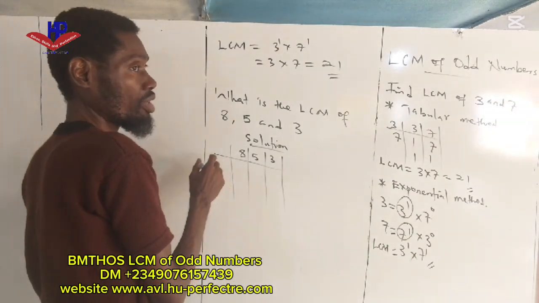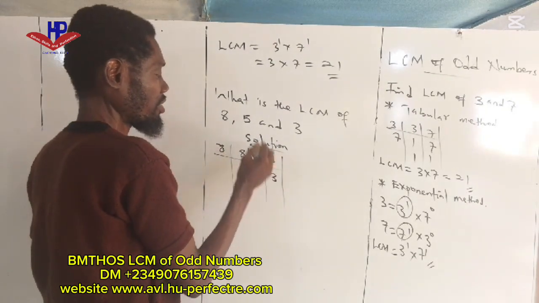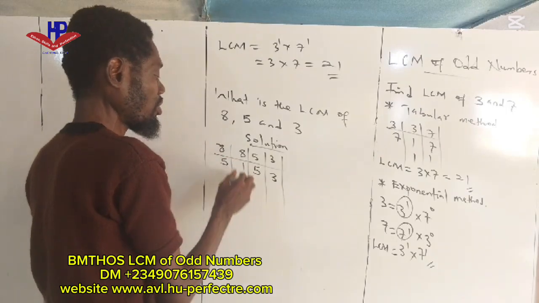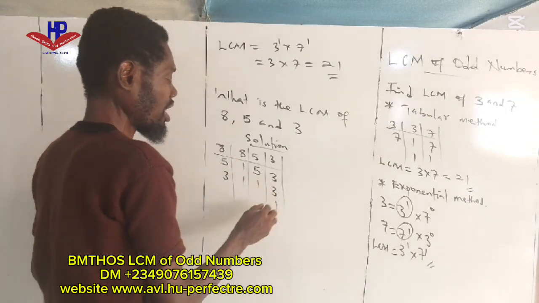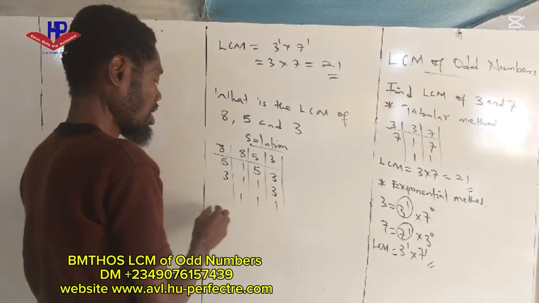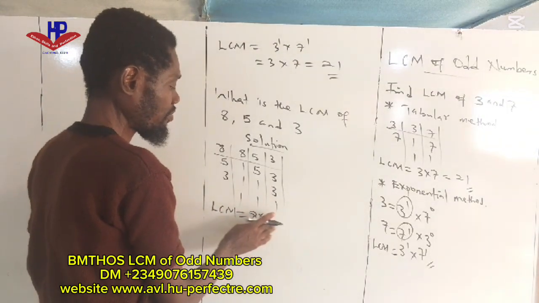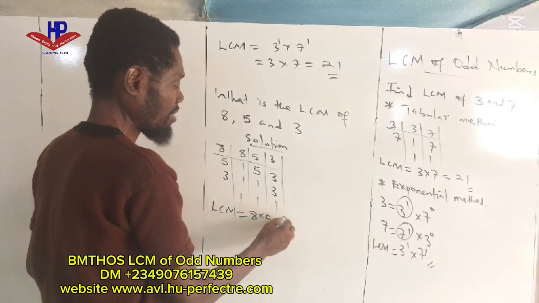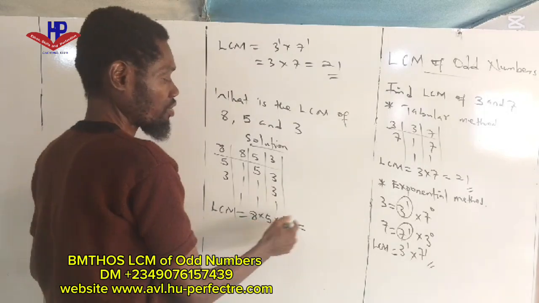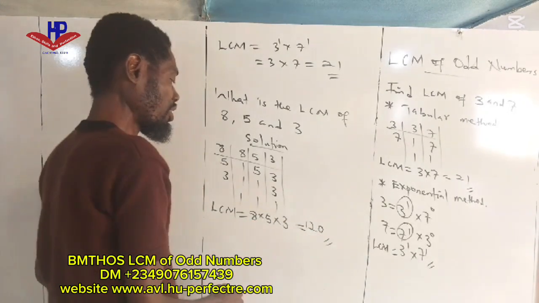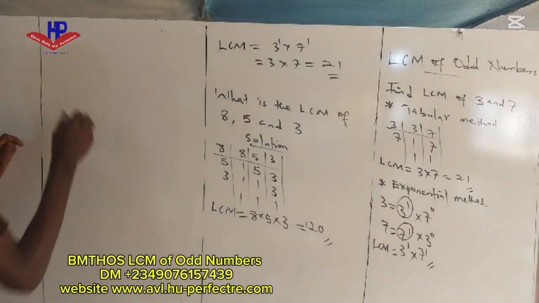No number. So each number will divide itself. 8, bring down 1, 5, and 3. 5 will divide itself, bring down 1, 1, and 3. 3 will divide itself, bring down 1, 1, and 1. Our LCM will be equal to 8 times 5 times 3. 8 times 5 is 40, 40 times 3 is 120. So our LCM is 120.